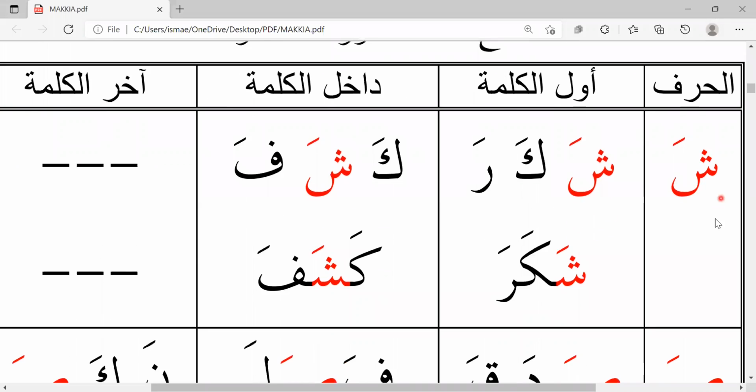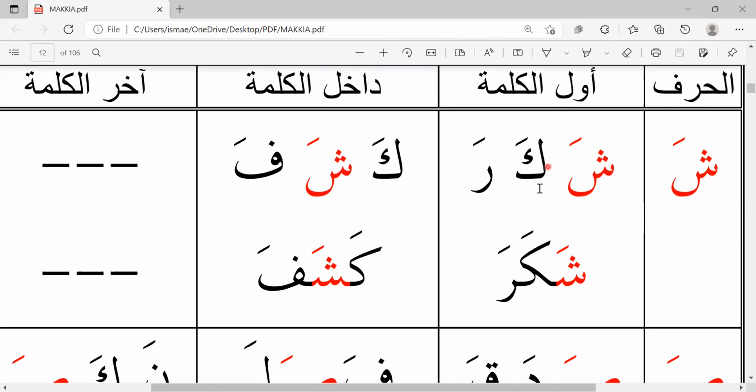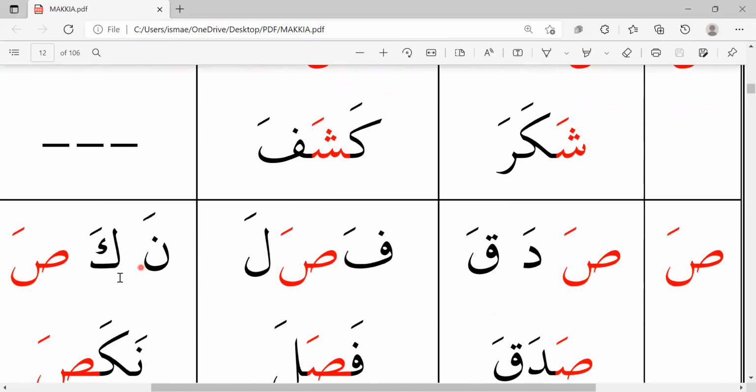Over here in the first column on the right side, we have the letter. In this case, it is sha. In the second column, we will have a word with the letter at the beginning of the word. In the next column, we will have a word with the letter in the middle. And in the third column, we will have a word with the letter at the end of the word.